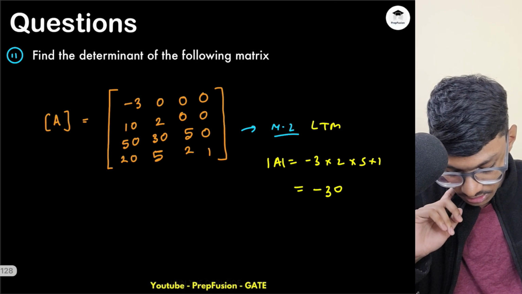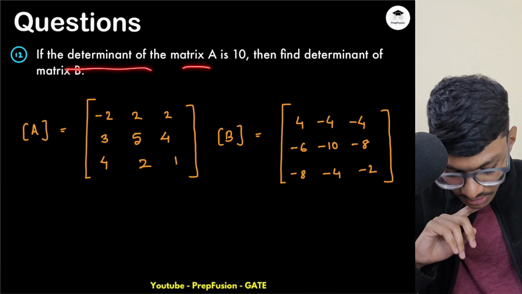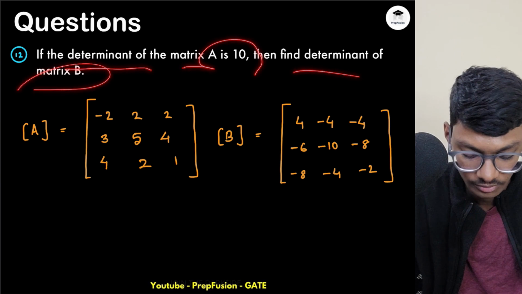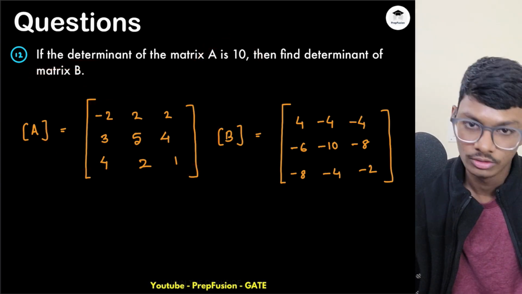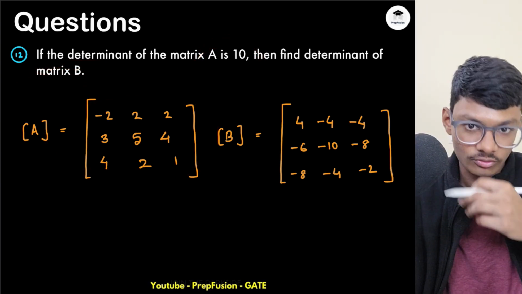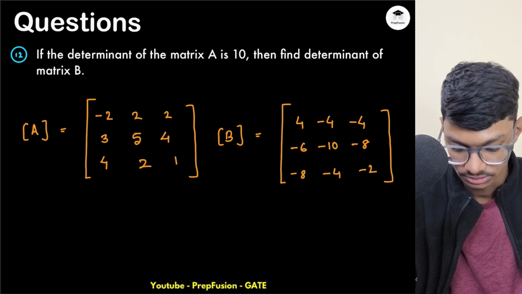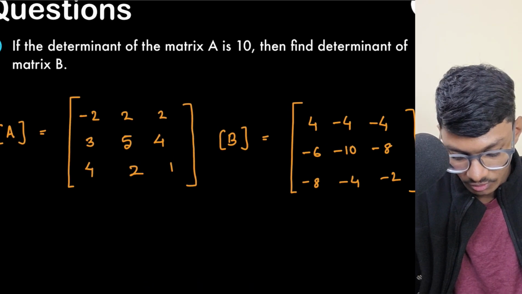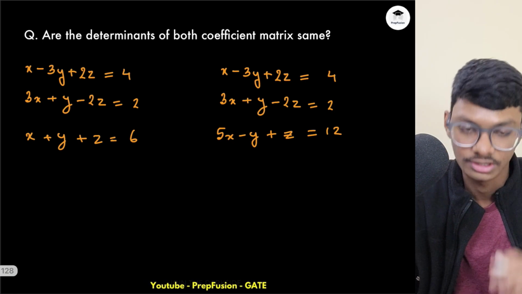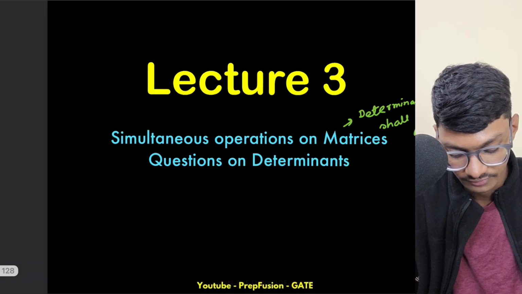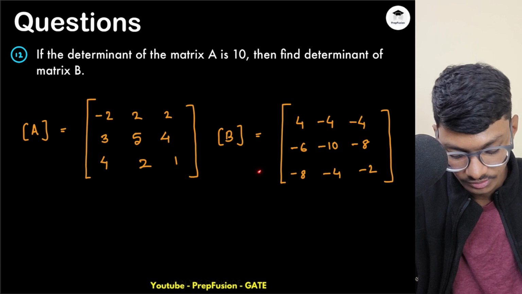Now next question: if the determinant of matrix A is 10, then find the determinant of B. So here, what do you observe? I've told you one property, if you recall correctly. If you don't, I will prove it again in the next few lectures. So basically, when they tell you the determinant of the first matrix and ask for the determinant of the next matrix, then definitely there is some relationship between A and B.